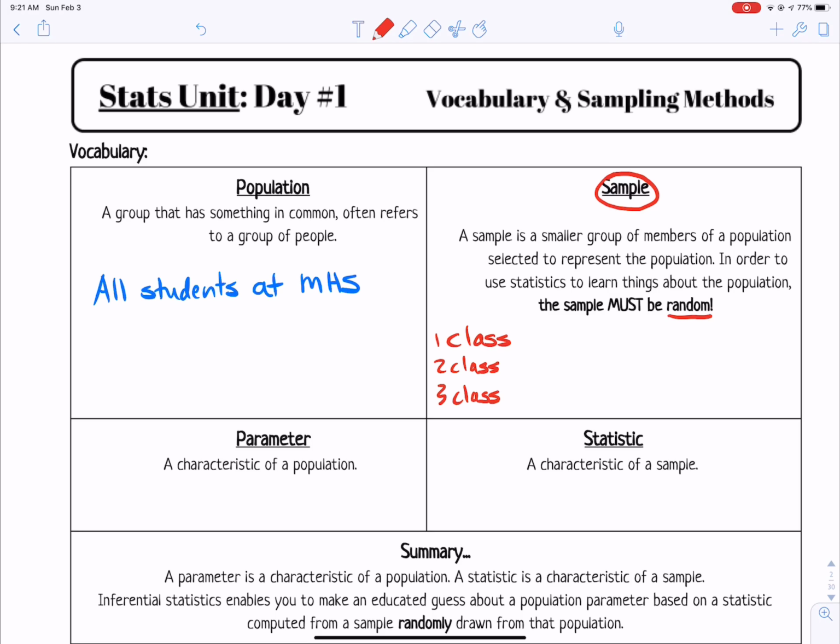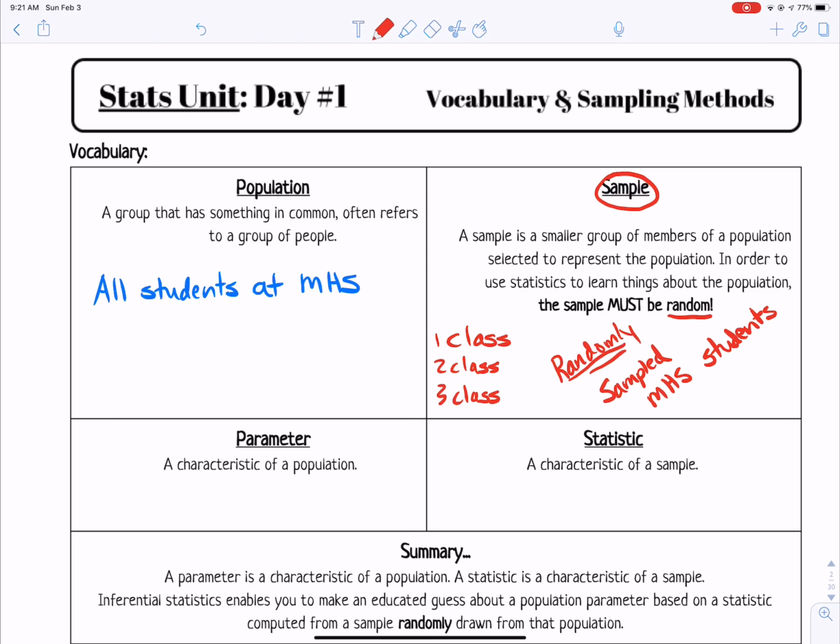So it must be a randomly sampled, that is a very, very, very important word, group of Mooresville High School students. Because we're doing this, because it's very unlikely that we could go and measure all the students. Some are absent, some withdraw, some add, like we get new students every day, we lose students every day. It is very difficult to get every single student correctly measured.